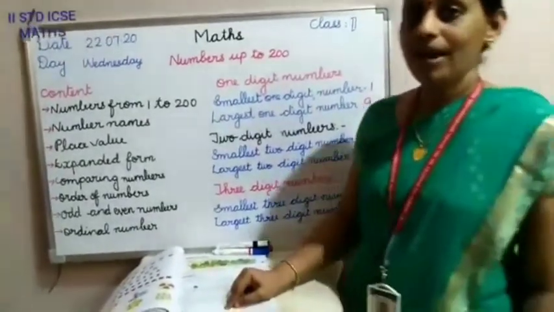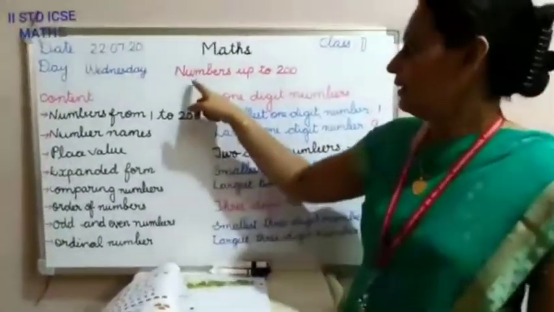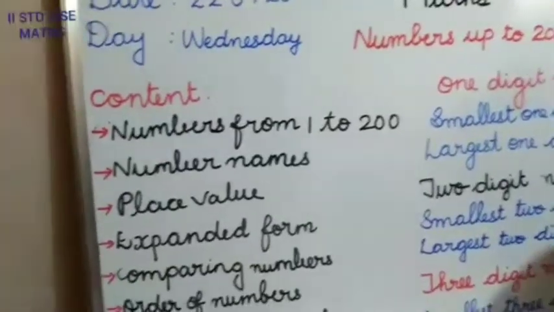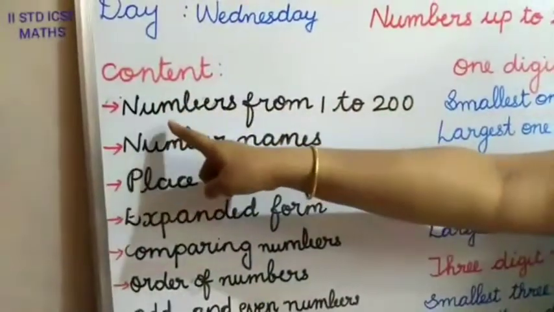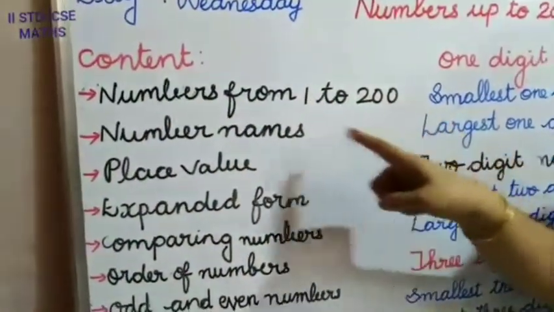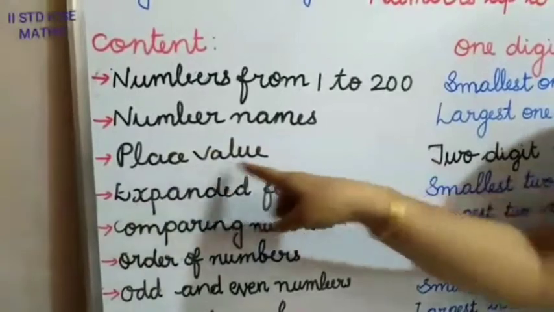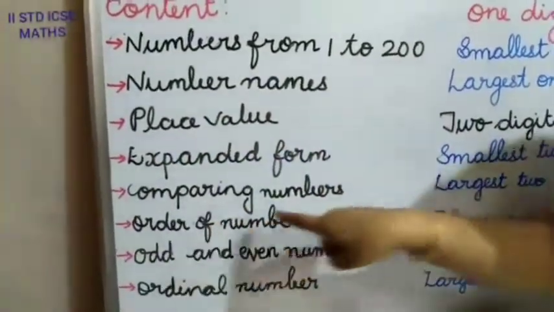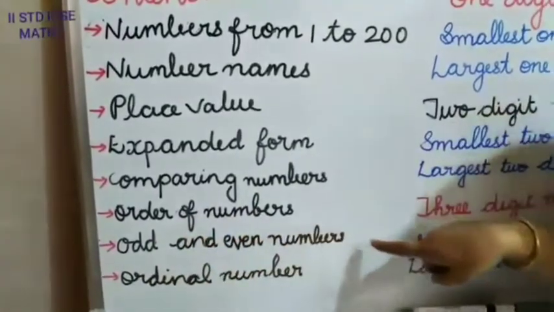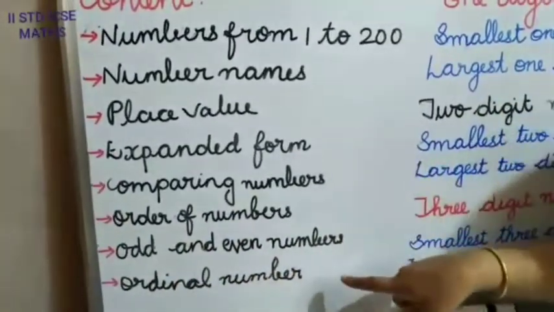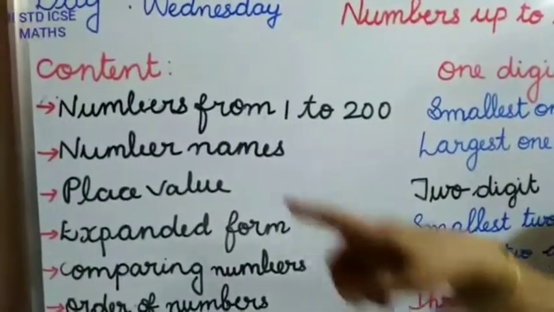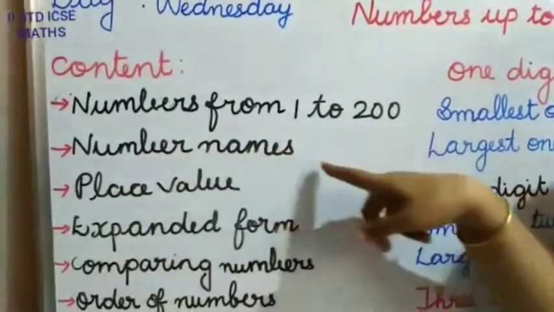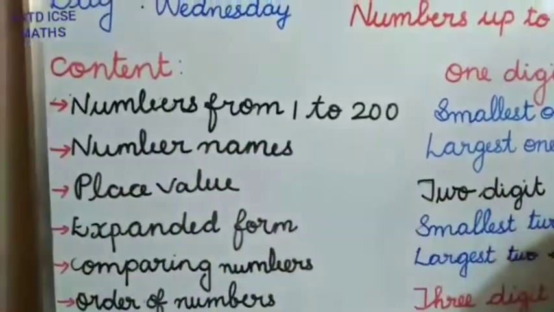Today, I am going to revise our first lesson, that is numbers up to 200. In this lesson, we are going to learn about numbers from 1 to 200, number names, place value, expanded form, comparing numbers, order of numbers, odd and even numbers, and ordinal numbers. Today we are going to learn about numbers from 1 to 200, number names and place value.